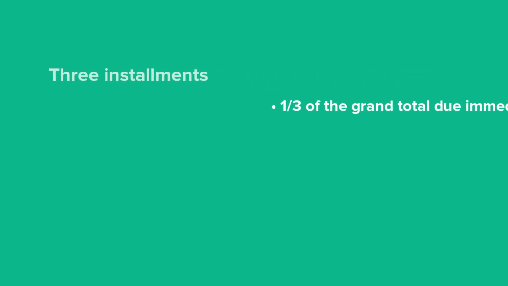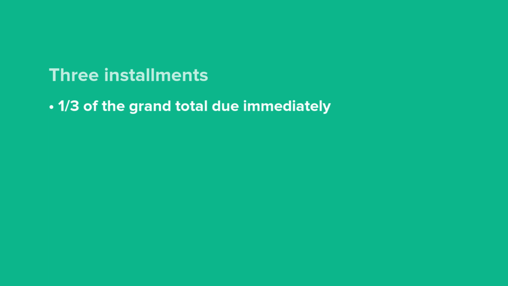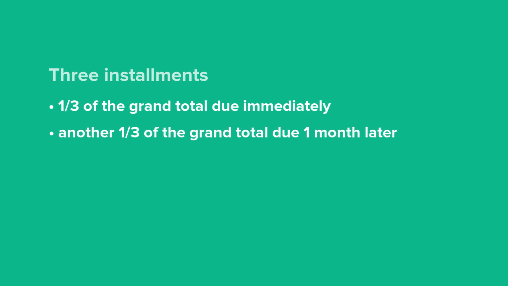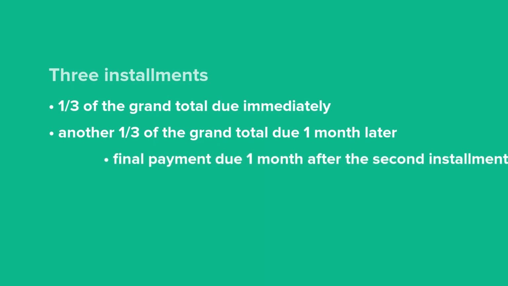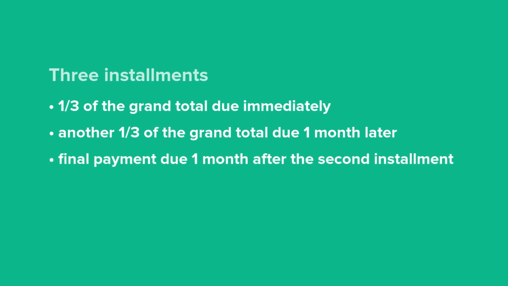Let's create a payment plan together that will set up an invoice total into 3 equal installments. The first installment, for 1/3 of the grand total, will be due immediately. The second installment, for another third of the grand total, will be due 1 month later, and the final installment will be due 1 month after the second installment.